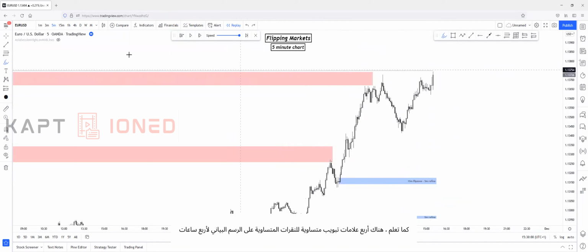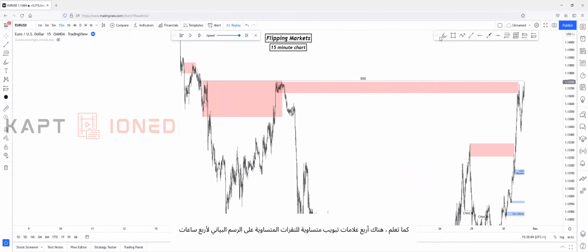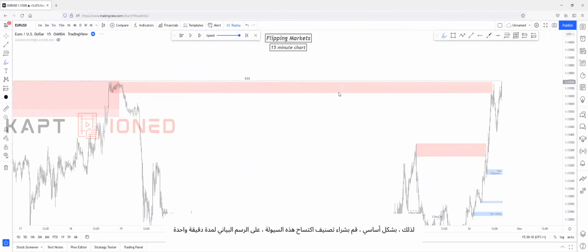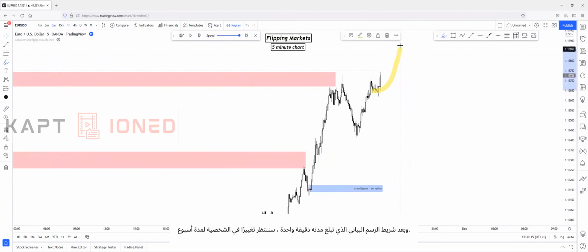As you may know, there are four equal taps on the 4-hour chart, on the 15-minute chart, on any chart. So there's huge liquidity on this line. So basically we are waiting for the sweep of this liquidity on the 1 minute chart. And after the 1 minute chart sweep, we will wait for a 1 minute change of character to the downside.